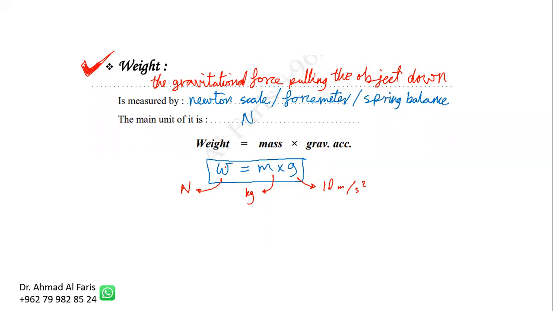Exactly. Now in our IGCSE syllabus, it's 10 meters per second squared, not 9.81. Okay, we have to know about that. For AL, Edexcel or Cambridge, AS or M1, the values are different. Exactly. Force meter or spring balance or Newton scale.